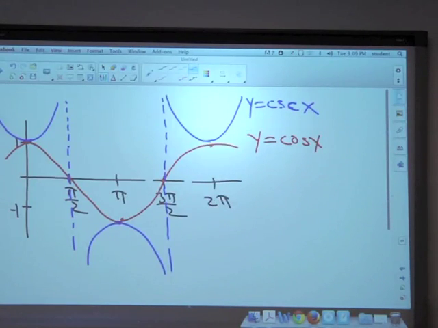And again, one way of graphing a secant graph is to first graph the corresponding cosine wave, put in the asymptote line, and then all you got to do is draw a bunch of U's.